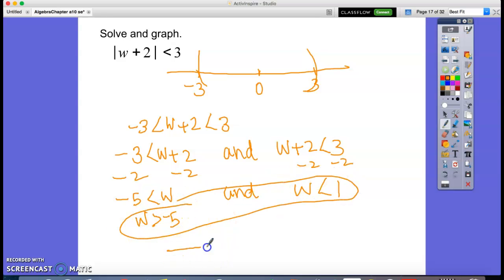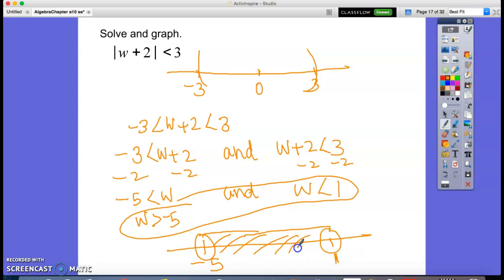So also, how do I graph it? If I have -5 and 1, w is greater than -5, so it's this direction, and w is less than 1. Both the conditions have to be satisfied. So only the points between -5 and 1. It doesn't include -5 or 1. So all the numbers on the number line between -5 and 1. Now one more.